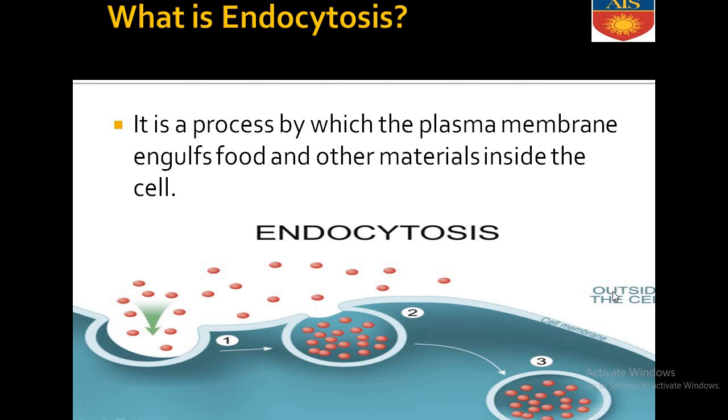Next, what is endocytosis? Endocytosis is a process by which the plasma membrane engulfs food. See, this plasma membrane is engulfing the food and other material inside the cell. This process is known as endocytosis. See, these are the food or other materials which are engulfed by the plasma membrane. See, it is totally engulfed. This process is known as endocytosis.